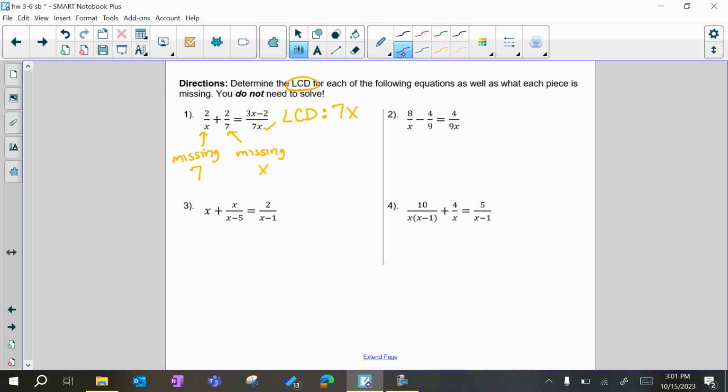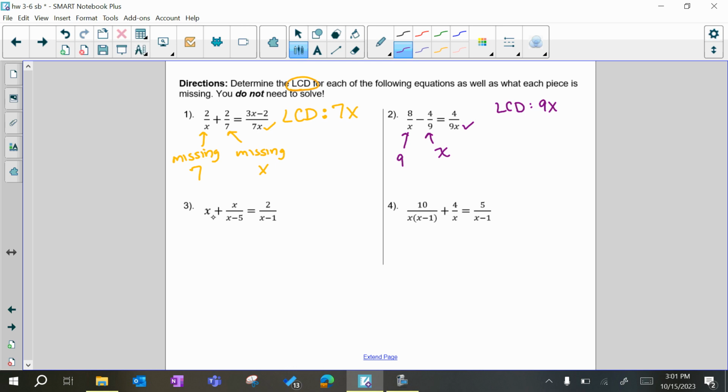Number 2, I have 9x and 9x. So my LCD is 9x. This fraction is good. This fraction is missing an x. This fraction is missing a 9.